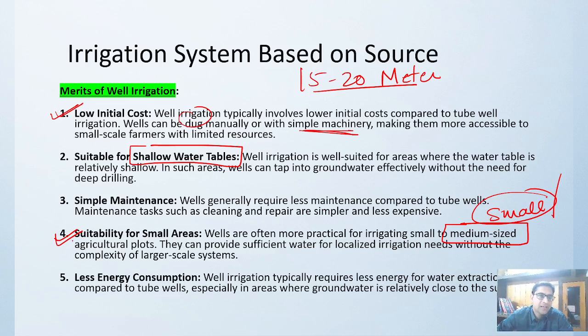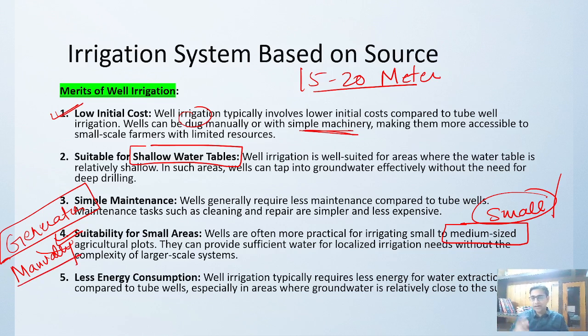Right now, people have started putting generators in the well. Earlier, people used to do it manually. Now, people have started putting a generator and just giving a touch of a tube well over there. So if you have a very small area or a medium area, this well will provide you with sufficient water. That's for your localizing.